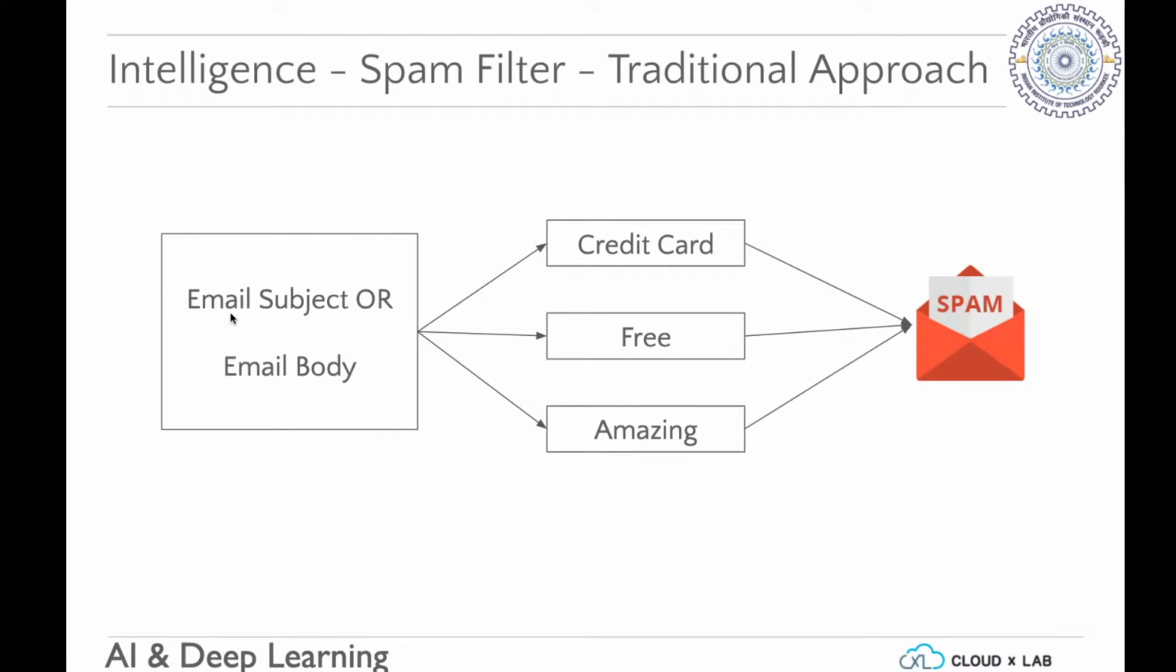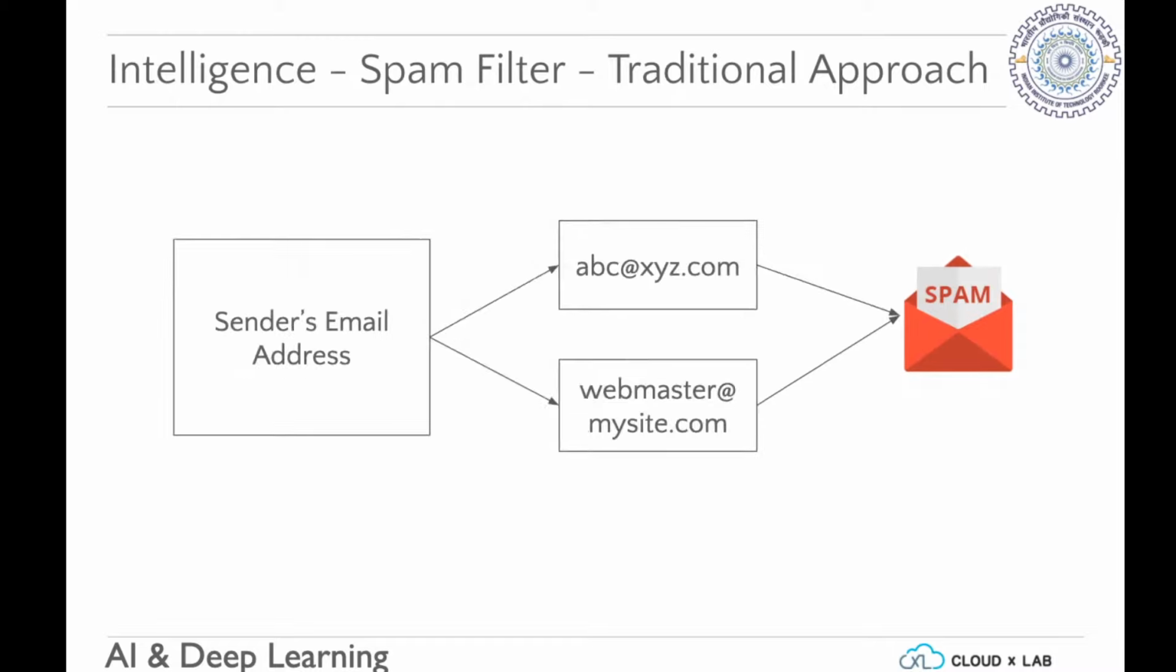In the traditional approach, you would look into the subject or email body, and you would look for certain tags like credit card, free or amazing. These are certain rules which are kind of hallmarks of spam. That's one way of looking at trying to build a spam filter.